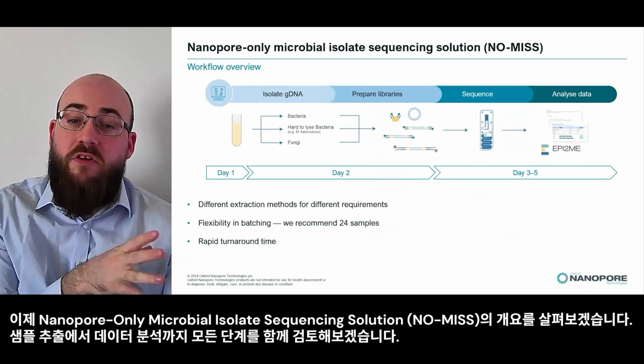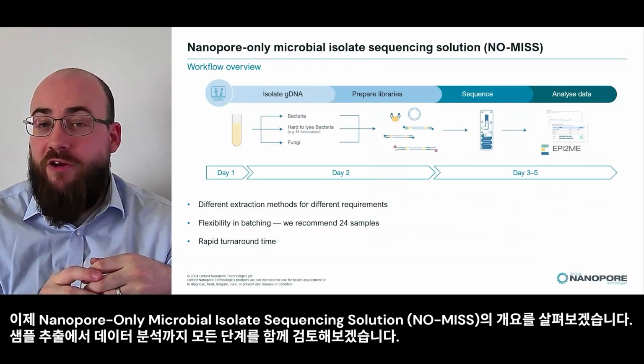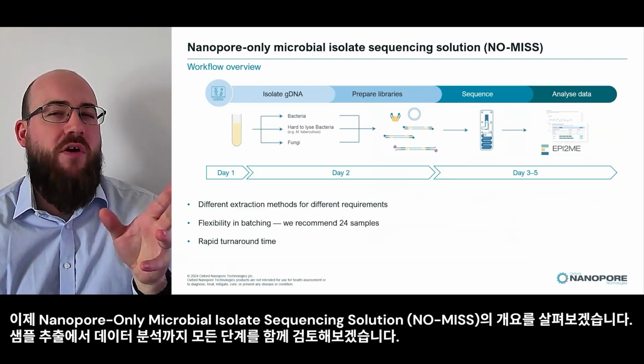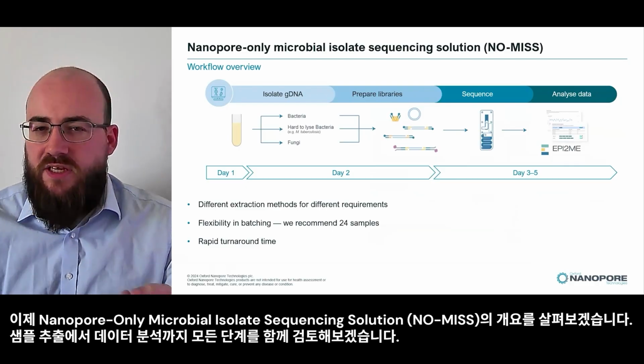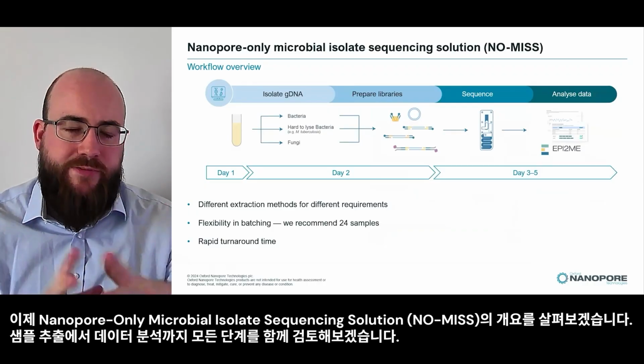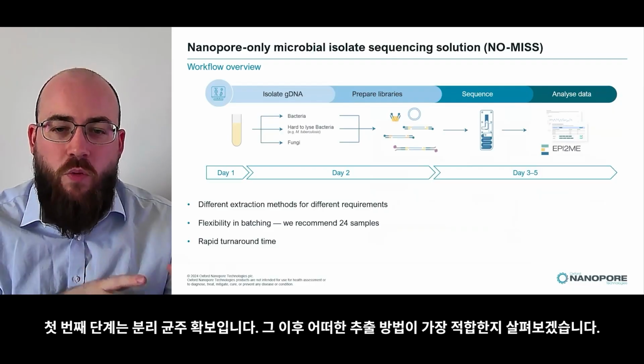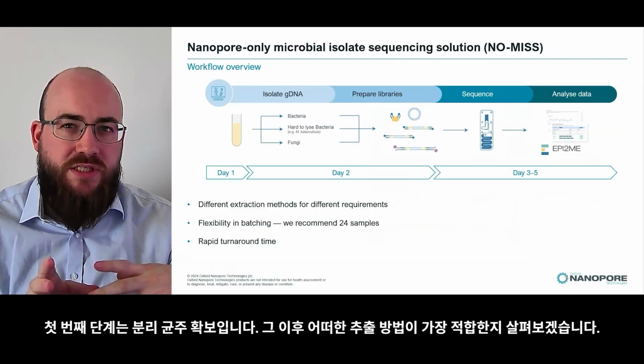Now, here we have an overview of the nanopore-only microbial isolate sequencing solution, NOMISS for short. And we're going to go over that together, okay? Start to finish, extraction to analysis, sample to result. Step one, get your isolates. But from then on, we're going to talk about which extraction is going to be right for you.